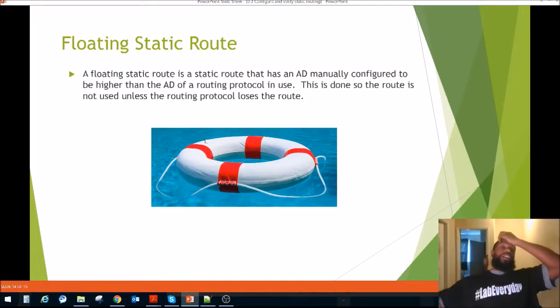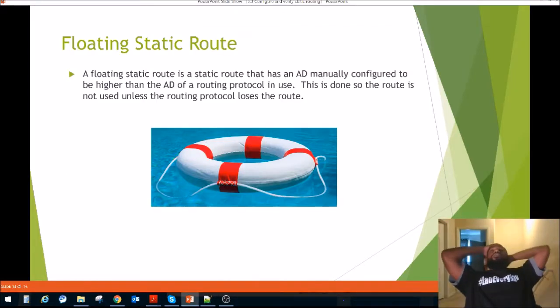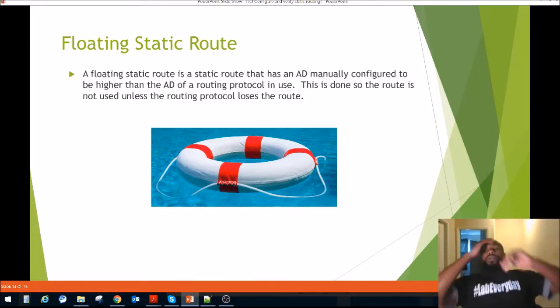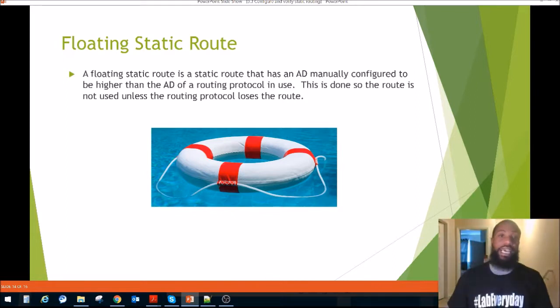Okay, so another type of static route is a floating static route. As you can see right here, you got a little floaty right here. This is kind of like a backup route for static routes. Because remember, if an interface goes down and you have a static route pointing that way, it's going to keep sending your traffic that way, even though the interface is down. So this is where a floating static route can come in.